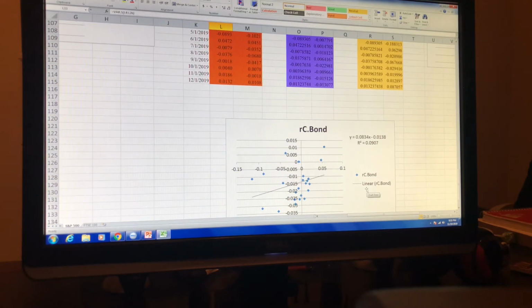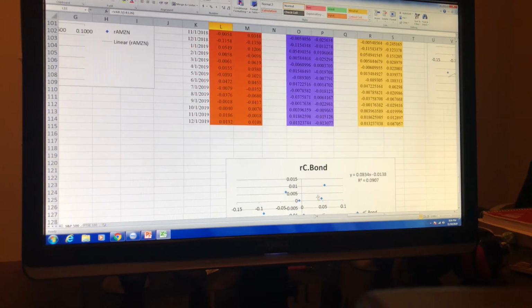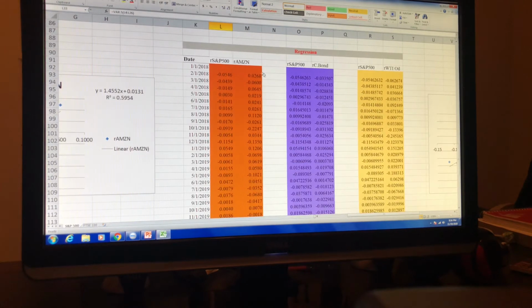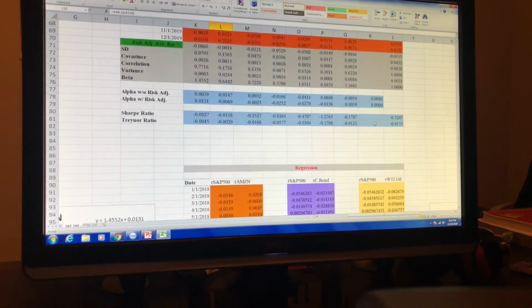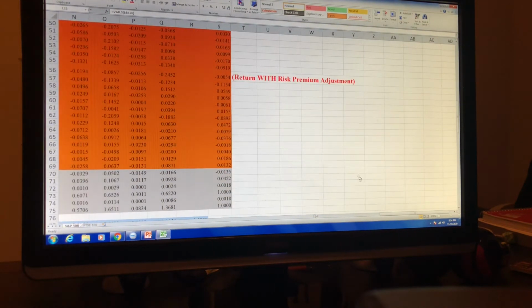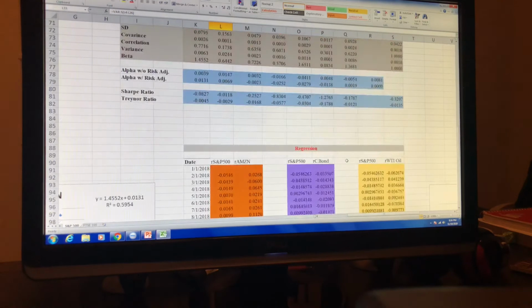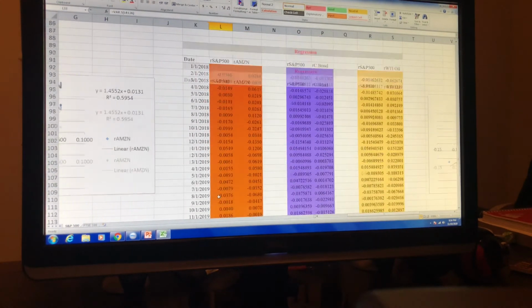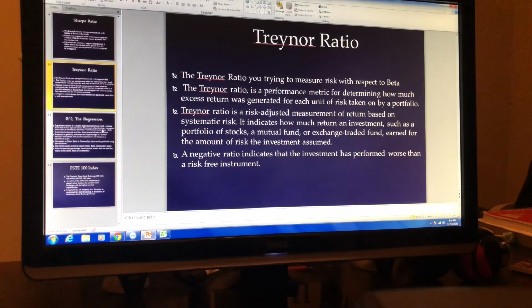For question 18 of the case study, we were asked to show a regression line along with describe what the R squared meant. All these have regressions. All these are graphed already compared to, of course, the index, which is the S&P 500. These are all the returns with the risk premium adjustment right here. And we're going to go back to the PowerPoint presentation slide to see what this means.